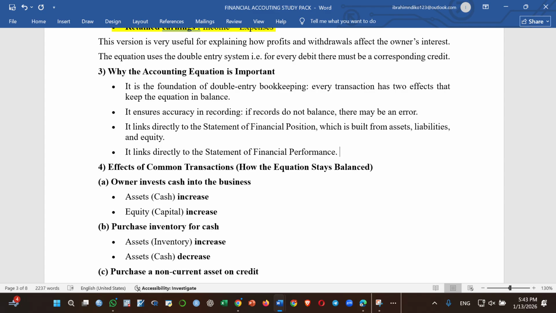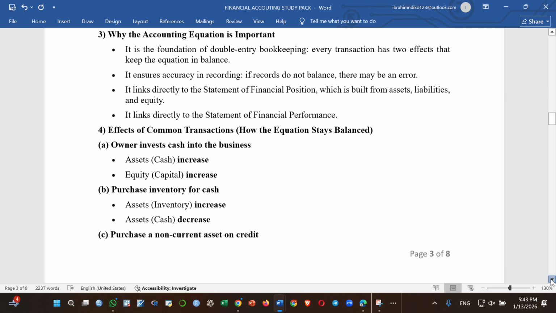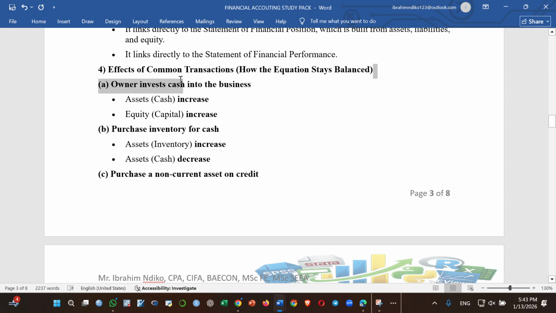Let us see some of the effects of common transactions. Number one. Make sure you know this. This part is very, very important. This one I will emphasize. Number one, if an owner invests cash into the business. Now, how do you record this kind of transaction where the owner brings money to the business? He has just brought money, even if we don't know where he got the money from, he brought it to the business. Now, since money has been brought to the business, number one, you record it as cash.